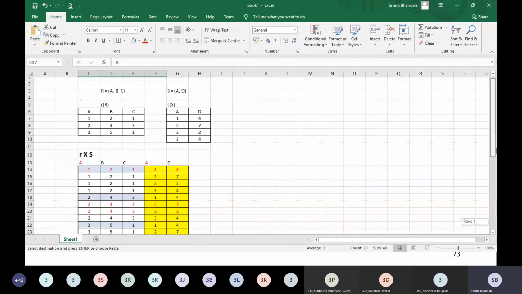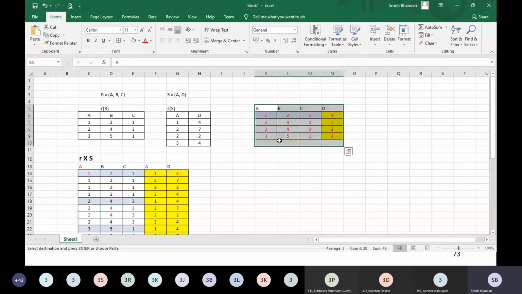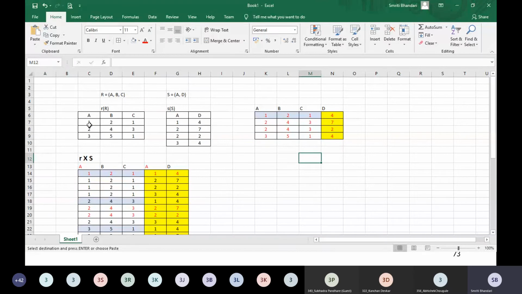So let us compare now. So see here, this is our natural join result. These two are the original given relations R and S, and this is our natural join result. So see how this has been computed. 1, 2, 1, right? Common attribute is A. So if there is a match, then that particular tuple gets added. So 1, 2, 1, 4. 1, 2, 1, 4. Okay.